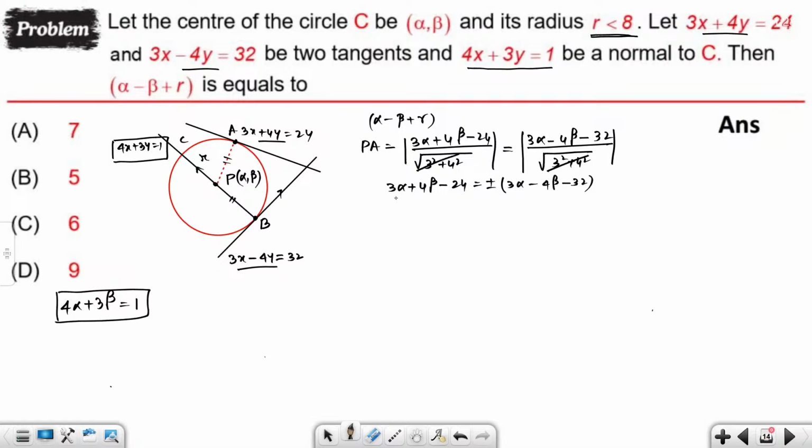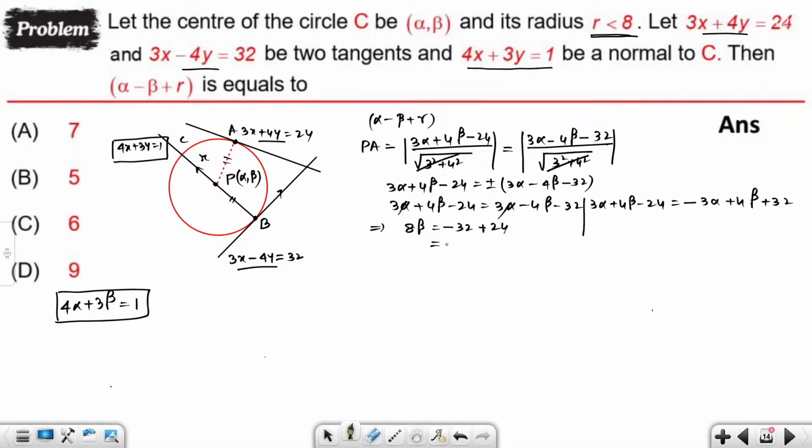Okay. Now, in this equation, if we take the plus sign, we are going to have 3 alpha plus 4 beta minus 24, and if we take the minus sign, we are getting the other one. So from the first one, this goes off. So it is 8 beta equals minus 32 plus 24. That gives us minus 8. So from here, we are getting beta as minus 1.